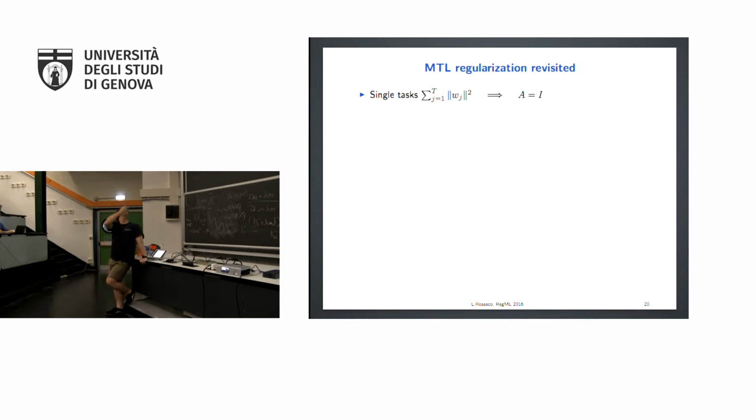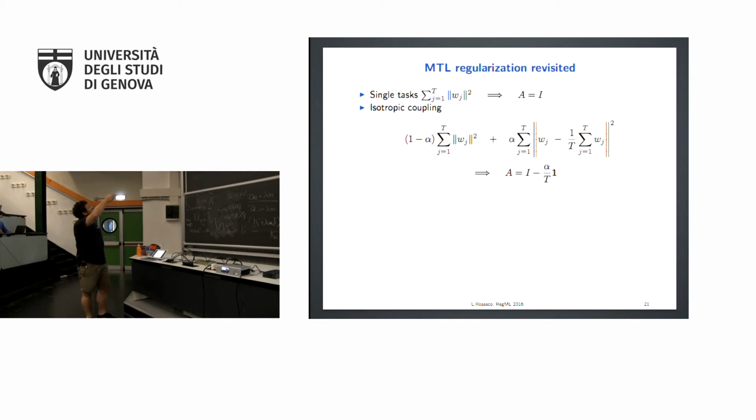The first case is this guy, the single task, completely unrelated tasks, okay? And it's very easy to see that A is just the identity. Okay? So everybody is just related to himself and completely unrelated to everybody else. It's an identity, there is zero off the diagonal. Nobody is related with anybody else.